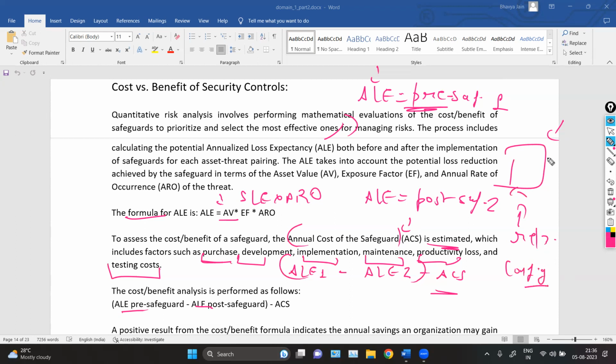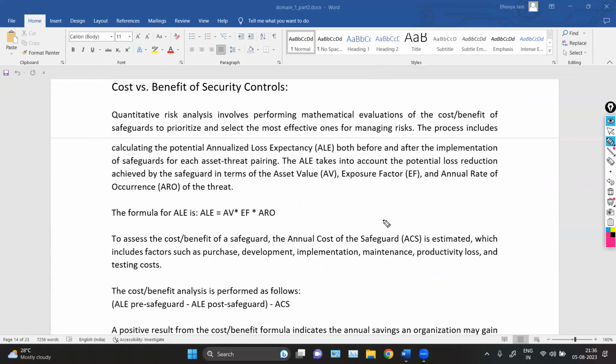You can just configure the security policies, security rules or settings in this PC or any networking devices. There's no need to purchase new devices every time a PC or system is vulnerable. So it's better to first take this approach of configuring. And if there's no means of configuring, or if the system is outdated, then you can purchase a new one. So you have to calculate this ACS using these factors: purchase, development, etc.